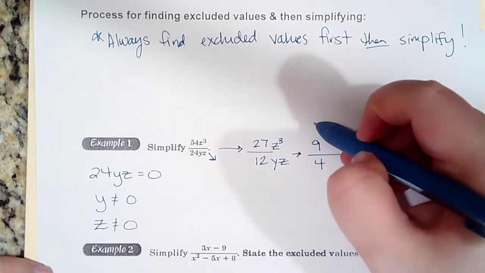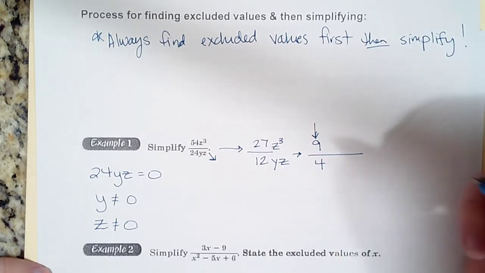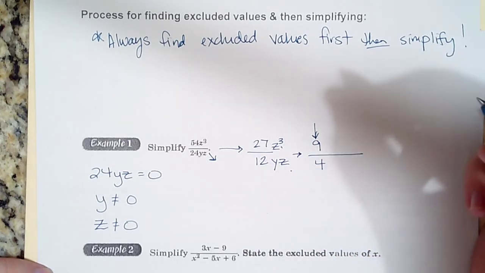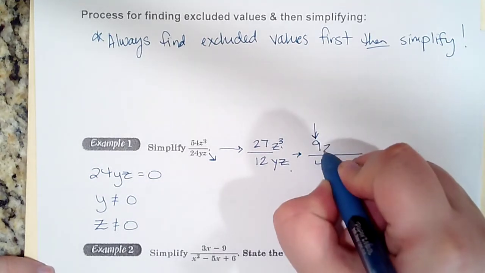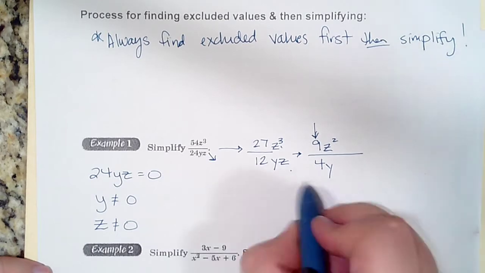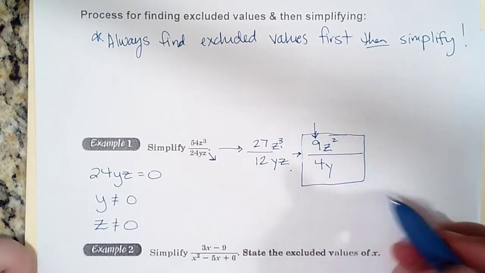Now I have simplified the fractional part, which just leaves me with the variables. z to the third on top with a z on bottom. When I subtract their exponents, I'm left with z squared on top, and the y doesn't simplify. Since I can't take this and simplify it any further, this is my final answer.